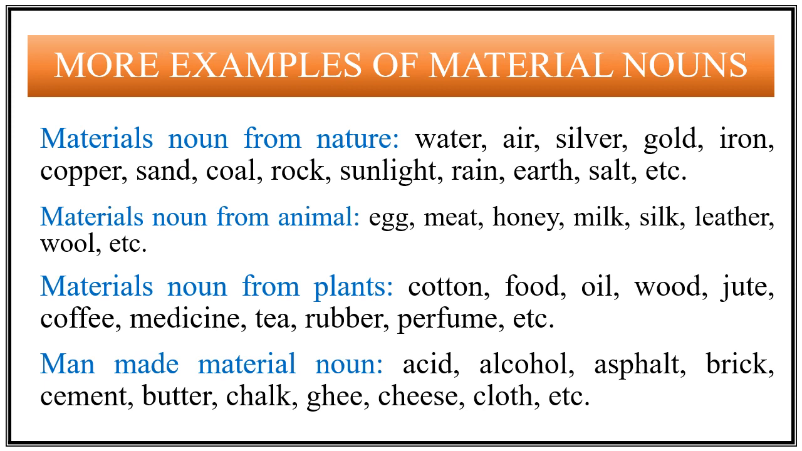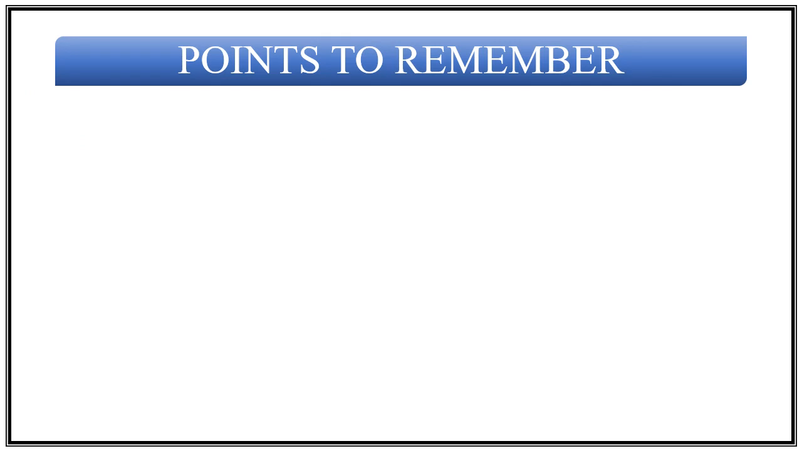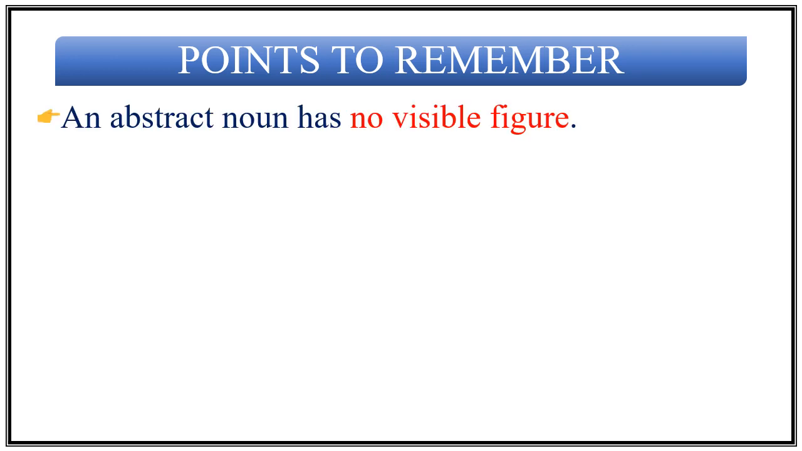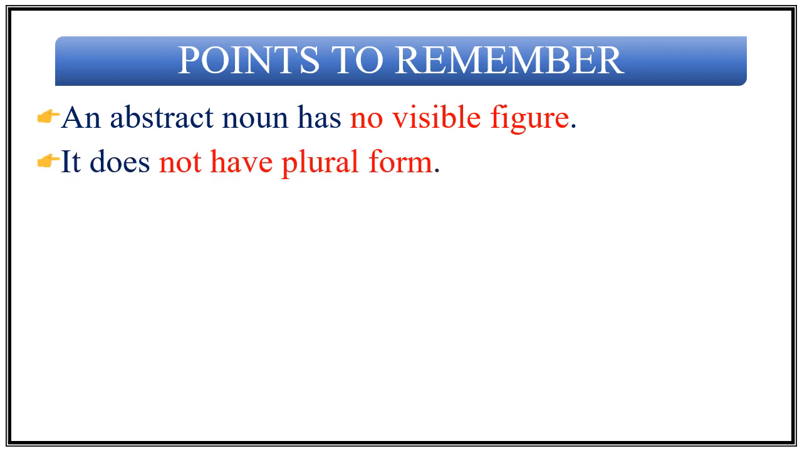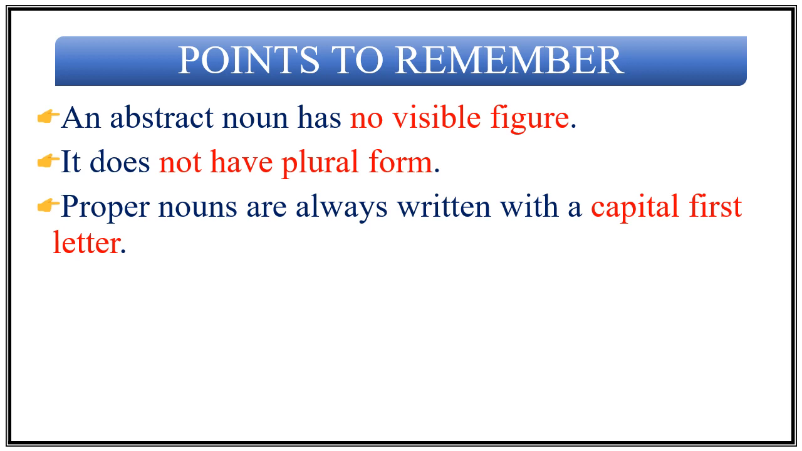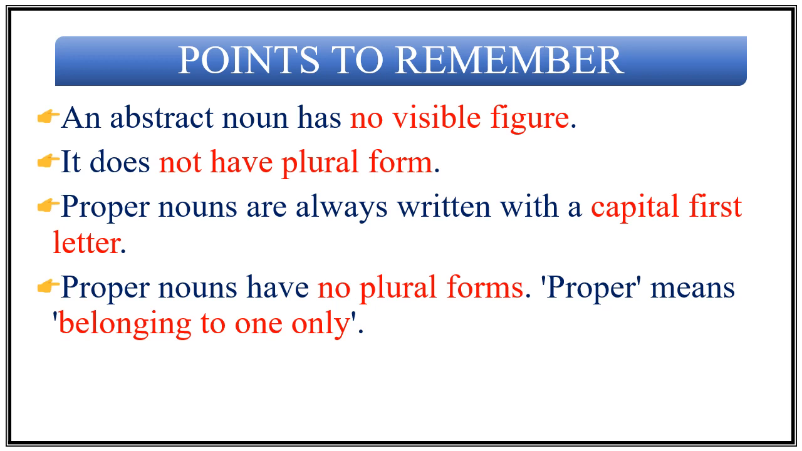Let's move to the next section. But before that, let's recapitulate what we have learned till now. We learned that an abstract noun has no visible figure. It does not have plural form. We also learned that proper nouns are always written with a capital first letter. Proper nouns have no plural forms. Proper means belonging to one only.